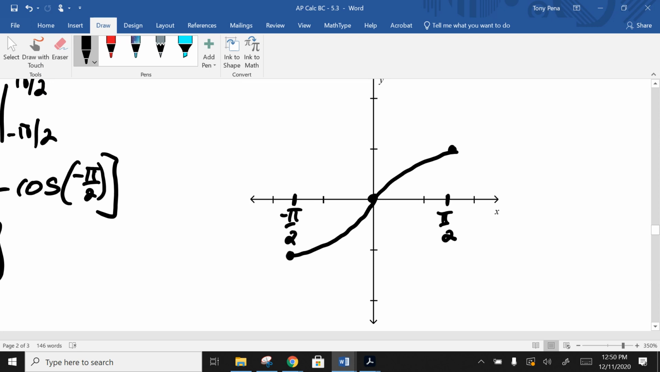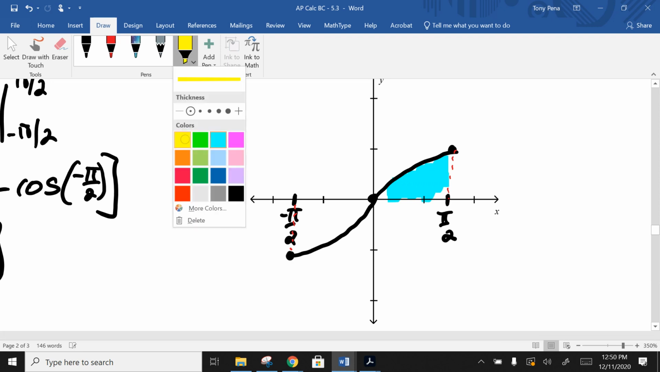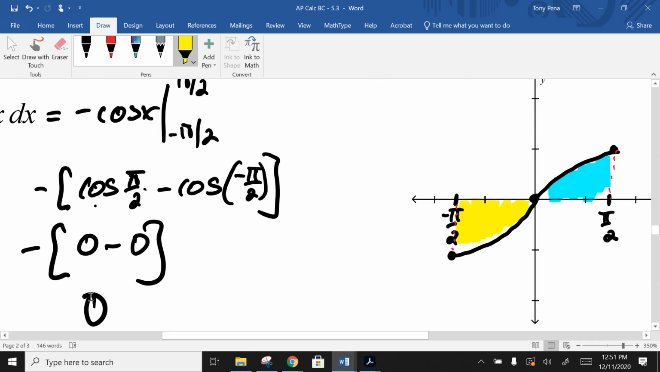The reason we get a value of 0 is because if we look at the area that we have above, and then we look at the area that we have below, would we all agree that those two areas are the same? One is positive, one is negative. When we add them up, you're going to get a 0. Yes, that is why the value of the integral is a 0. That is still what we are calculating, the net change in the area underneath our curve. Okay?